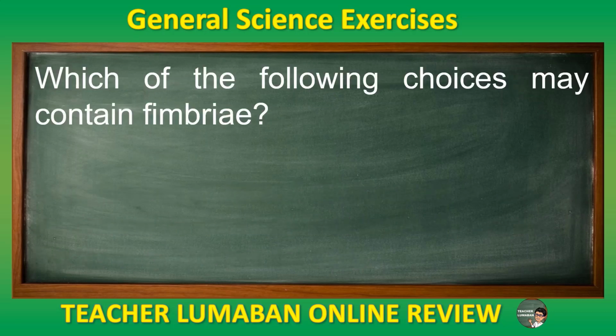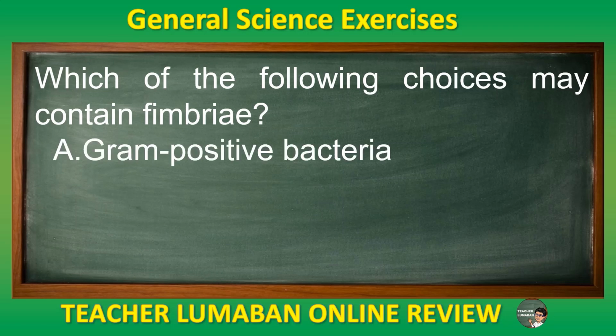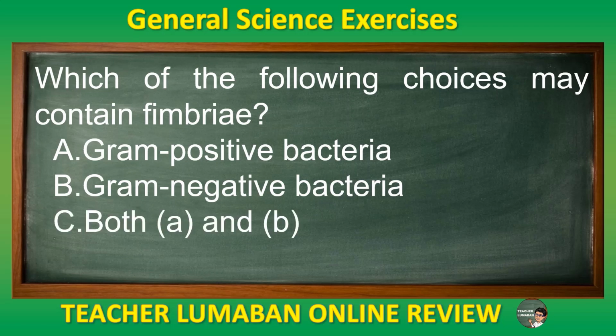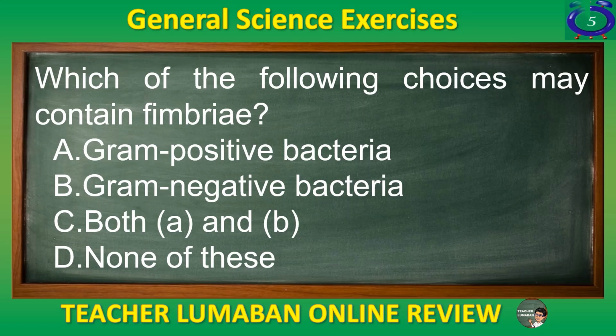Which of the following choices may contain fimbriae? Letter A, gram-positive bacteria. Letter B, gram-negative bacteria. Letter C, both A and B. Letter D, none of these. Choose the suitable answer based on the given choices in 5 seconds.